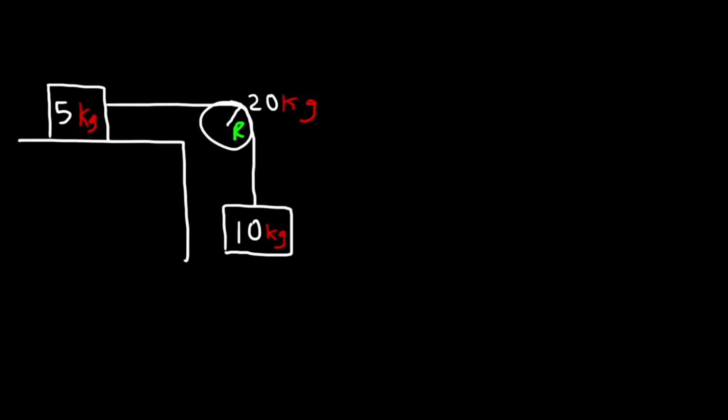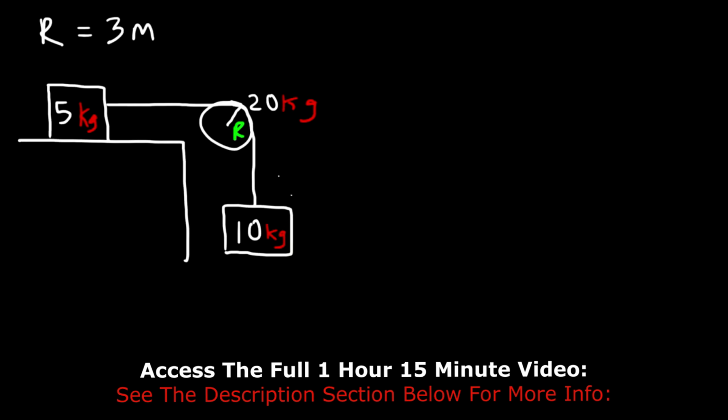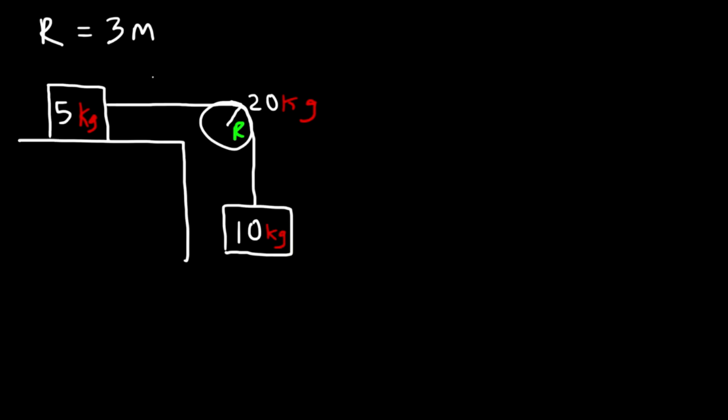So consider this problem. We have a 5 kilogram mass attached to a 20 kilogram pulley, which is a solid disc, and let's say the radius of the pulley is 3 meters, and that's attached to a hanging mass of 10 kilograms. Now once the system is released from rest, we know the system is going to accelerate in this direction. How can we calculate the acceleration of the entire system?